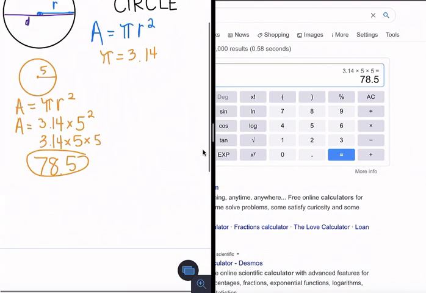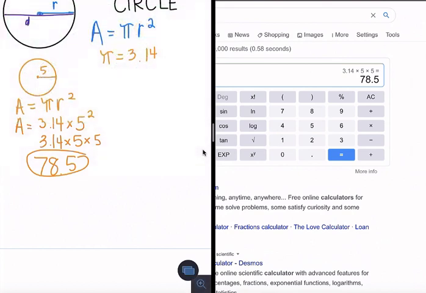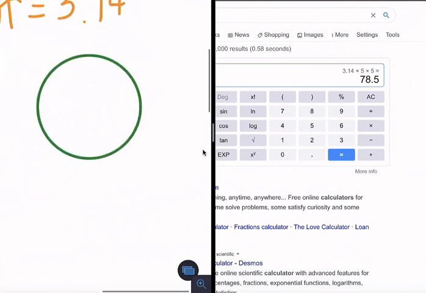Now the other way that you might see this is, let's say we are given a circle. Come on, circle. There we go. Let's say we're given a circle, and this time we are told that the diameter is 5.